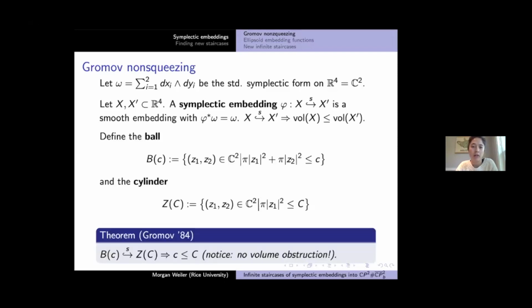So we have the ball, which is not the ball of radius c, but the ball where a disk, which is a plane slicing through the ball, has area c, and the cylinder, similarly, where the first C factor plane slicing through the cylinder has area big C. If B of little c symplectically embeds into Z of big C, then little c is less than or equal to C. But the point is that there's no obstruction in terms of volume in this case, because the cylinder has infinite volume and the ball has finite volume. So you could construct a volume preserving embedding very easily, linearly in fact, but you can't construct a symplectic embedding. So there's something more mysterious happening.